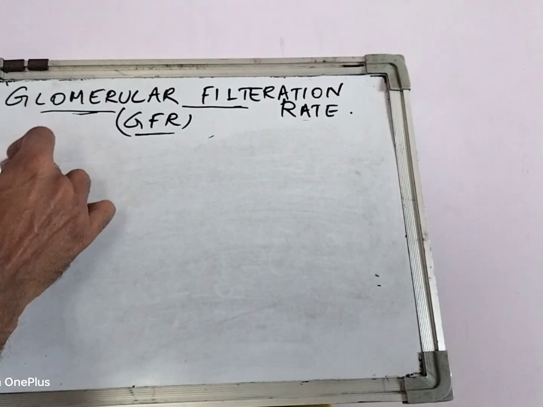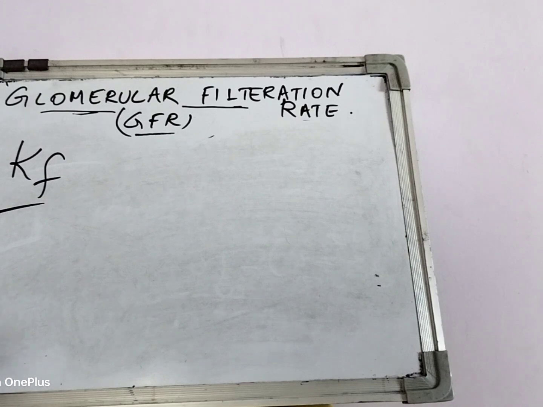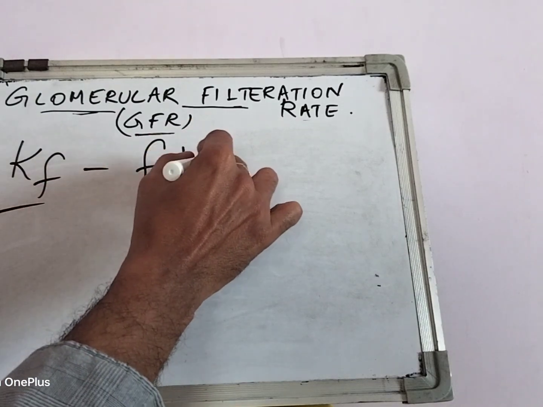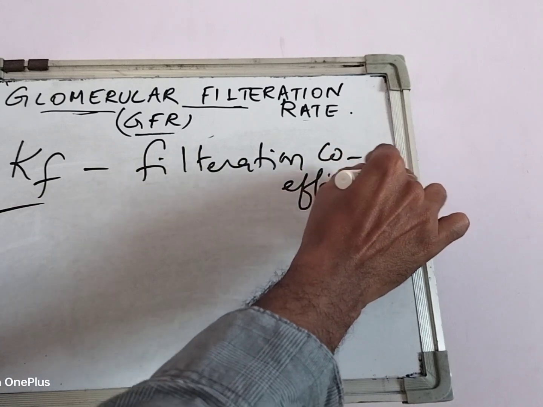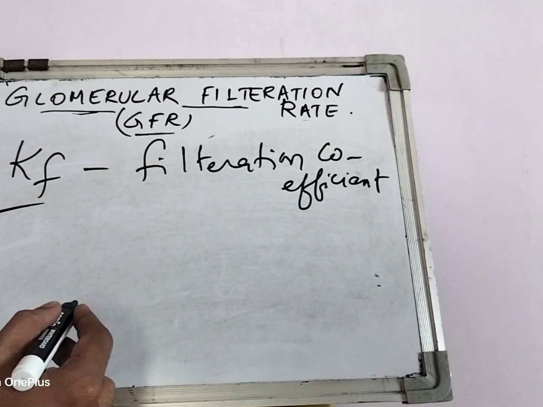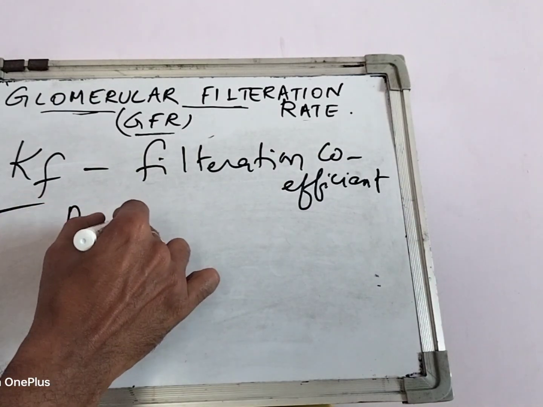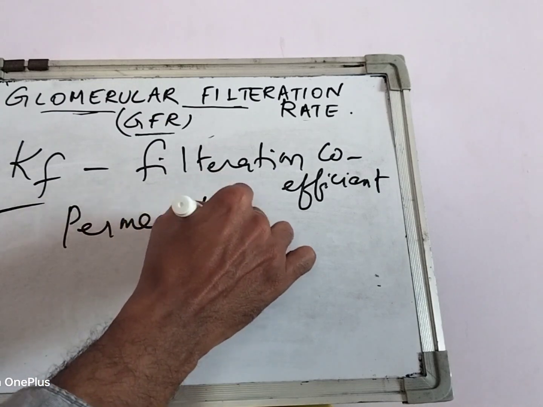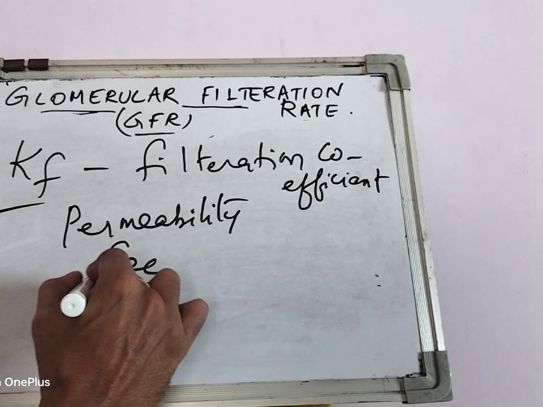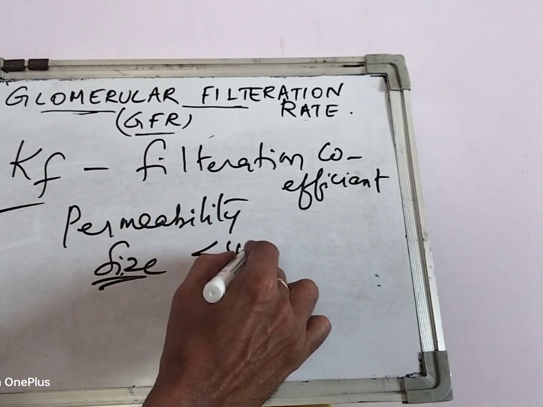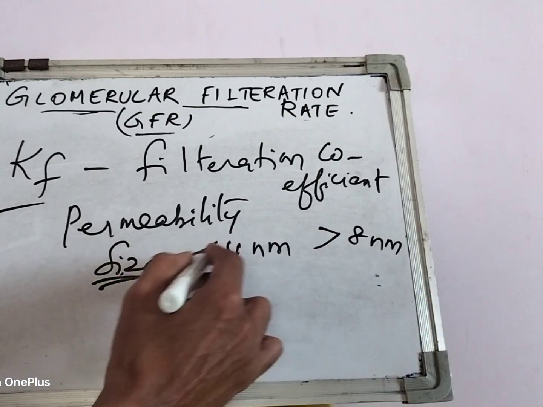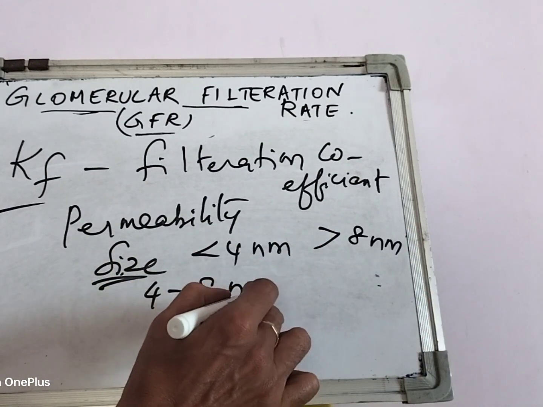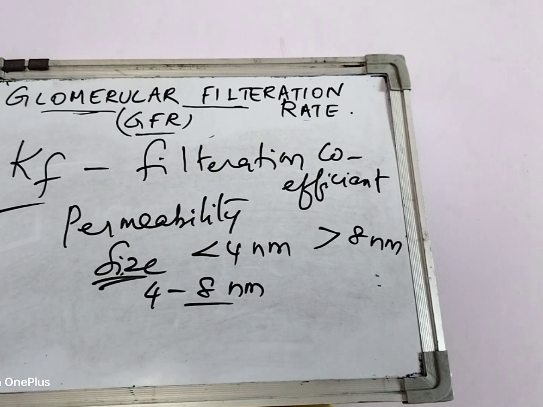Now what is KF, the next determinant? So we have seen the Starling forces, now we go for KF. KF is called the filtration coefficient, and this depends upon two factors. One is the capillary permeability, which depends upon the size of the particle. A particle size less than 4 nanometer is easily filtered, a size more than 8 nanometer is not filtered, and for sizes between 4 to 8 nanometer, the permeability is inversely proportional to the size.